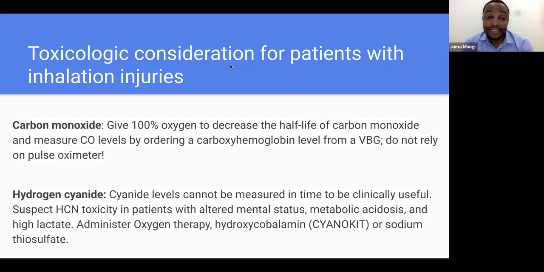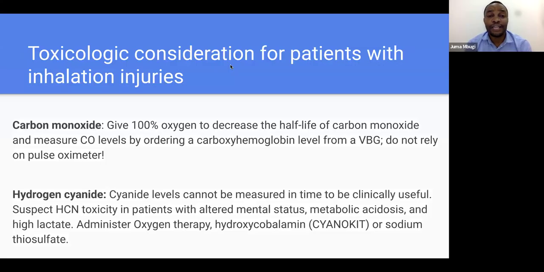And if you suspect that, or you have a high index of suspicion for carbon monoxide, give 100% oxygen to decrease the half-life of carbon monoxide. The half-life of carbon monoxide is around 300 minutes, which is equivalent to how many hours? Almost 5 hours. So giving 100% oxygen can reduce the half-life to around 30 to 90 minutes, by just 100% oxygen.